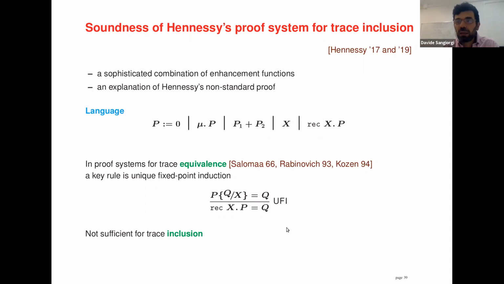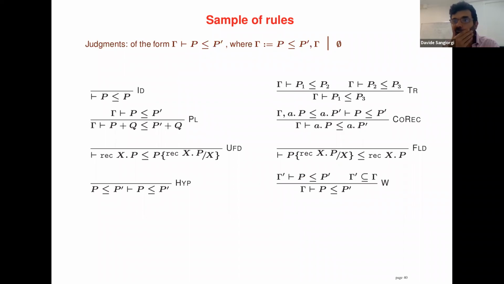Of course, here the question is finding a proof system for trace inclusion that is direct, in the sense that it does not refer to a proof system for trace equivalence. This would be straightforward, but they want to have a primitive proof system, so to speak. Now, in Hennessy's system, judgments are of this kind. So there is a finite bunch of premises of this form, and then a conclusion again of this form.